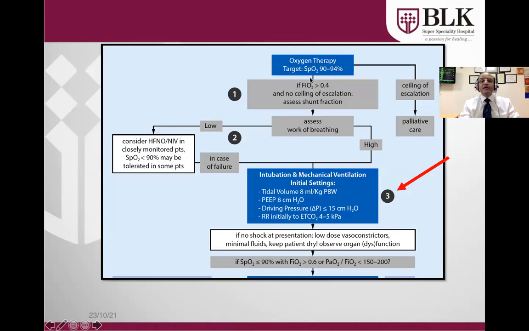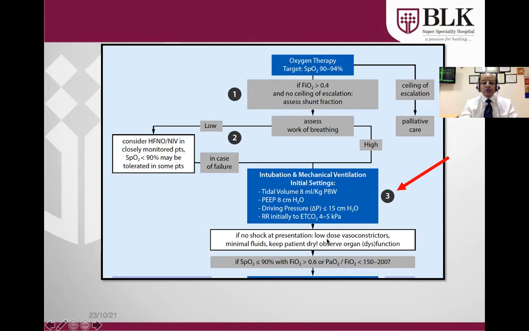So you are looking at a target of achieving SpO2 90 to 94%. If your FiO2 requirement is more than 0.4 and there is no ceiling of escalation, that means the patient is not a DNI, DNR patient. Look at the shunt fraction, assess his work of breathing. If the work of breathing is high, you need to consider intubation and mechanical ventilation. They are very clear that if work of breathing is high, then we need to ventilate them. And in case the work of breathing is low, then we can look at HFNO or NIV. But again, if the saturation goes down, then we have to come back to this algorithm.